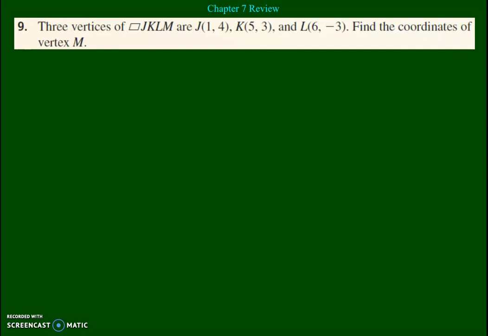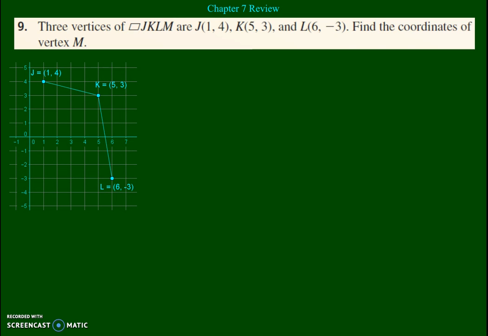This is a continuation of the Chapter 7 review, beginning with Problem 9. In Problem 9, we have yet another quadrilateral in a coordinate plane, and for this one, we're only given 3 of the vertices, and we're charged with finding the 4th vertex. So let's pull up that quadrilateral plotted in the coordinate grid. Here we can see that we have J, K, L, and M should be somewhere in this vicinity.